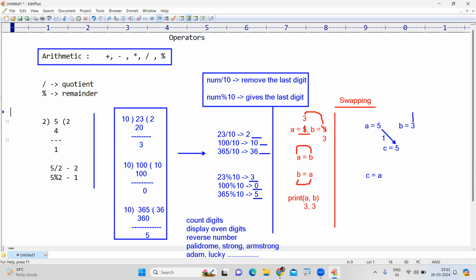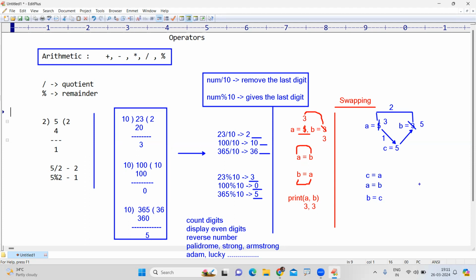Now store the b value into a, in the second statement. Here it is. Now 5 is gone, 3 will store. How? The b value will store into a. But no problem here because 5 is already safe in the hands of c. So the last statement is the c value stored into b. The c value is 5, and it will store into b.